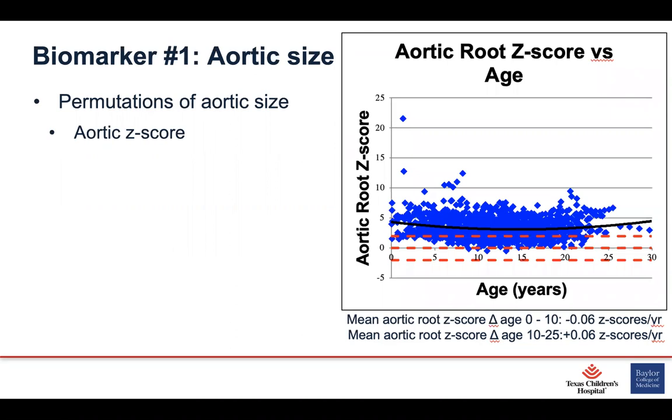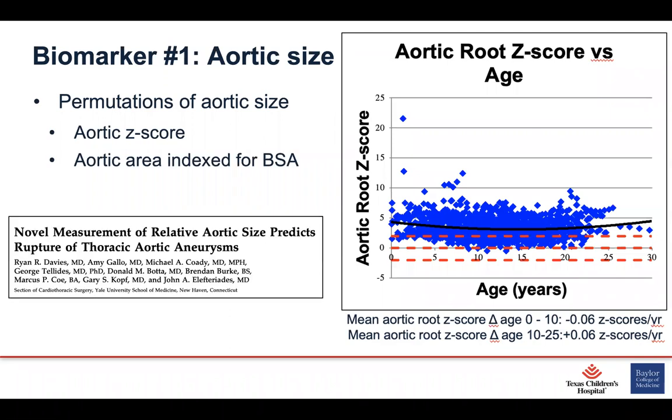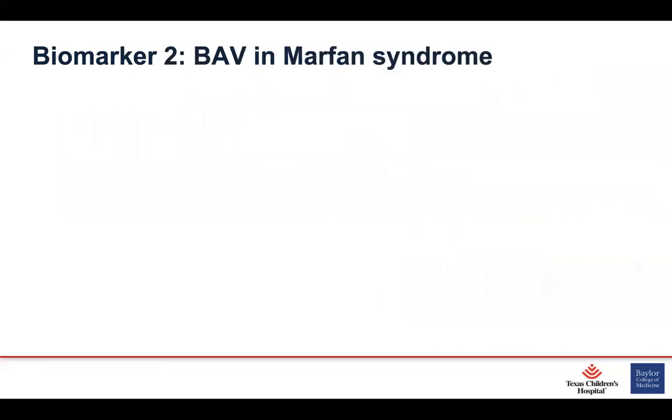This is like a static Z-score. For sure, people that have higher Z-scores are more likely to dissect, but that's at some point in their life. It doesn't tell you, well, they have a higher dissection risk in 2 years than the other person. Now, what about aortic area index for body surface area? There has been some work using this as a different kind of indexing tool, and most commonly this paper by Dr. Davies and his group at Yale. However, there hasn't really been great additional data to say that this outperforms aortic dimension or Z-score when we're trying to predict aortic dissections.